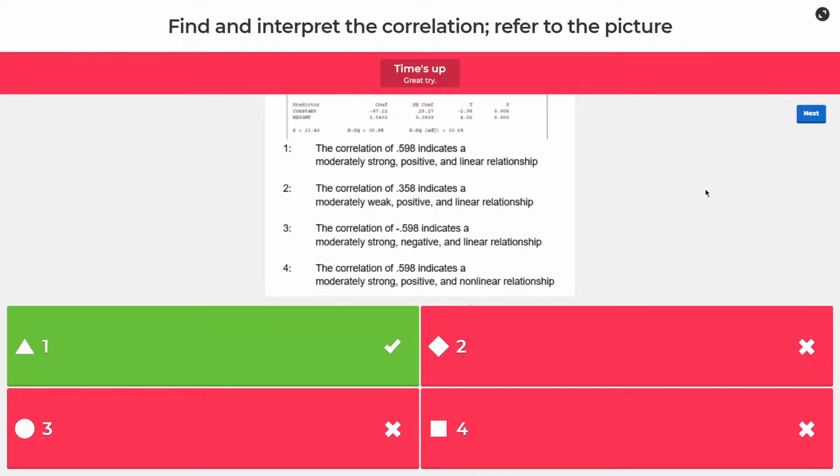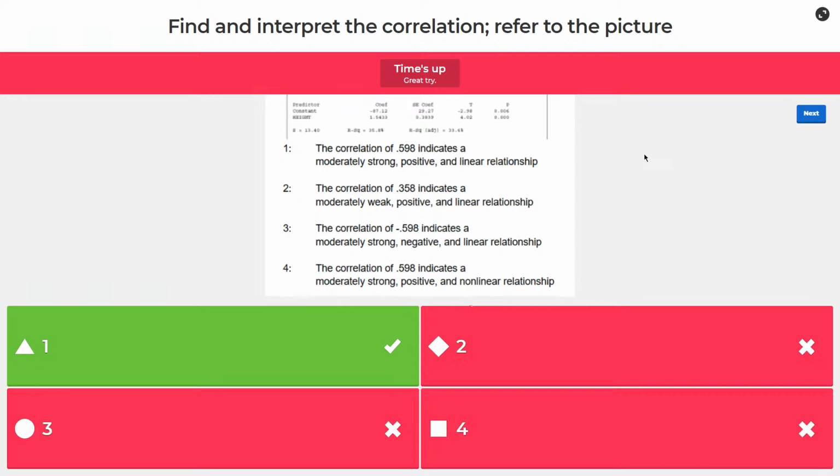For this answer, you will get the correlation of 0.598, which indicates a moderately strong, positive, and linear relationship. We know it's moderately strong because an r value of 0.598 is generally moderate to strong. We know it's positive because our slope is positive, and if our slope was negative, then it would be negative. Keep that in mind, because the sign of your correlation always matches the slope. And we know it's linear because we're referring to an LSRL, which is the line.